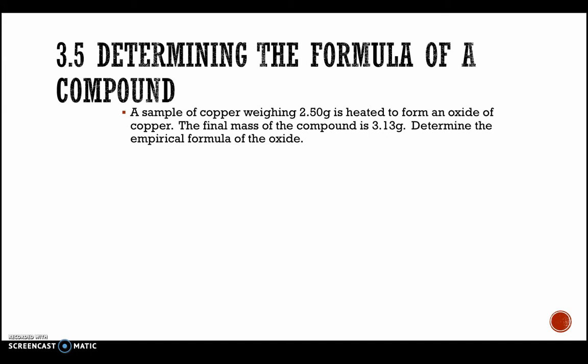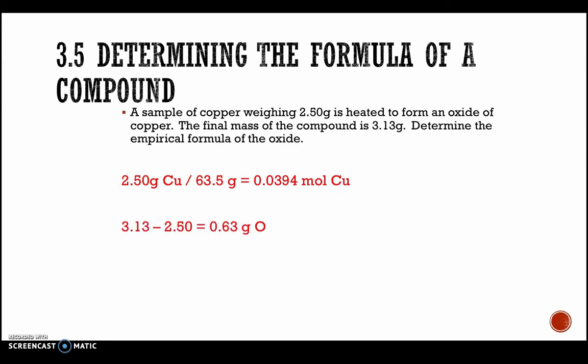The first thing we're going to want to do to solve this problem is convert our masses to moles, since we're looking for a mole ratio between copper and oxygen. We know that we have 2.5 grams of copper, so dividing by the molar mass, we get 0.0394 moles of copper. We also know that our final mass after the oxygen has combined with the copper is 3.13. Therefore, taking the difference between the mass of the copper oxide and just the copper, we find that we have 0.63 grams of oxygen. Converting that to moles by dividing by the molar mass, we get 0.0394 moles of oxygen.